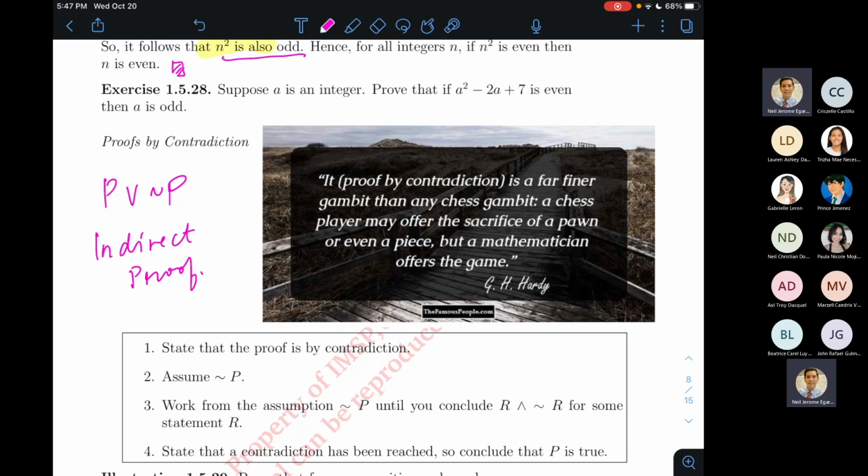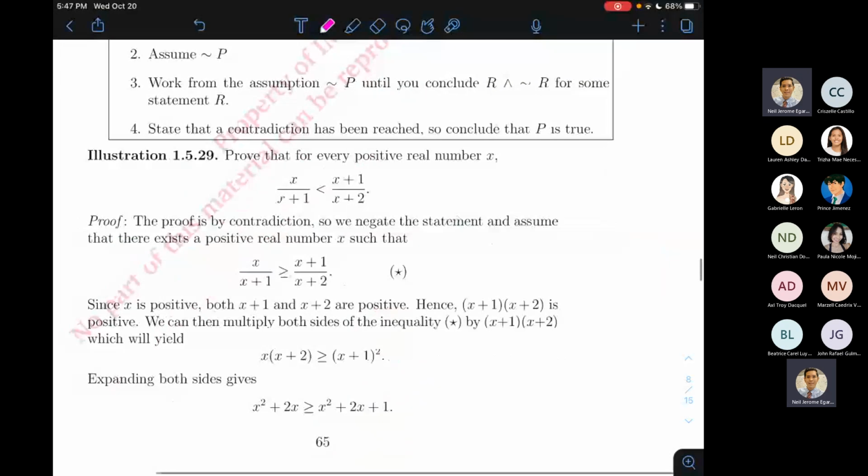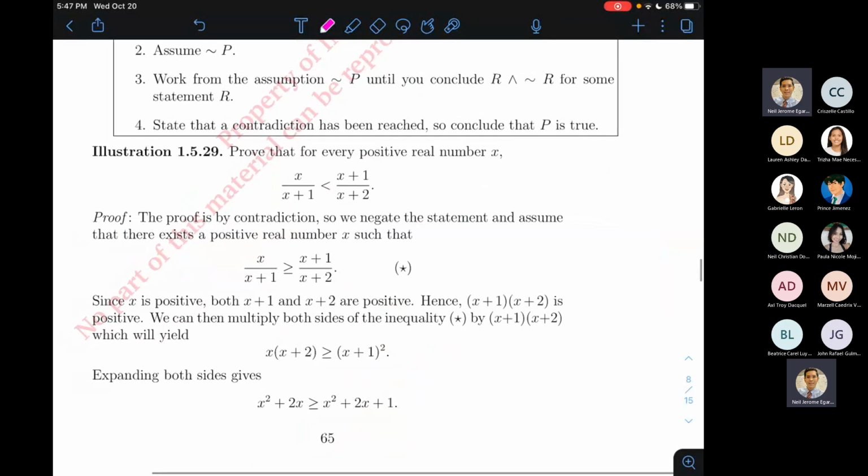So let's try some examples. So let's start with example 29. Example 29, gusto nating ipakita that for any positive real number x, this statement is true. Okay, yung gusto nating ipakita. The inequality x over x plus 1 is less than x plus 1 over x plus 2.